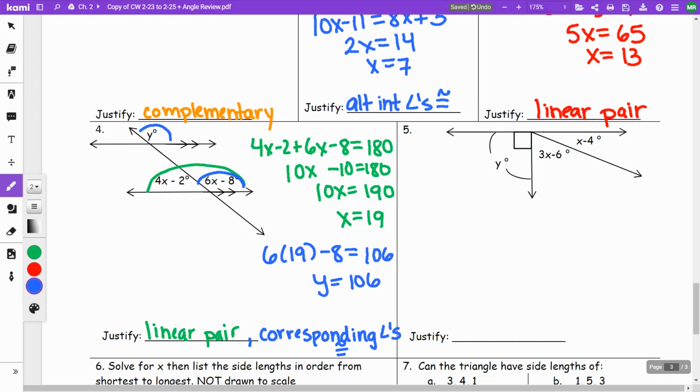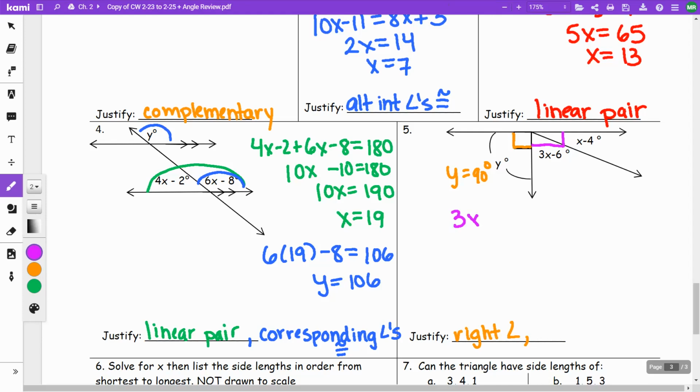Okay, on the next one, this y is pretty easy here. That y is going to equal 90 degrees. Okay, it is a right angle. Now that means that this other side together is also going to be 90 degrees, because 90 and 90, the linear pair has to be 180.